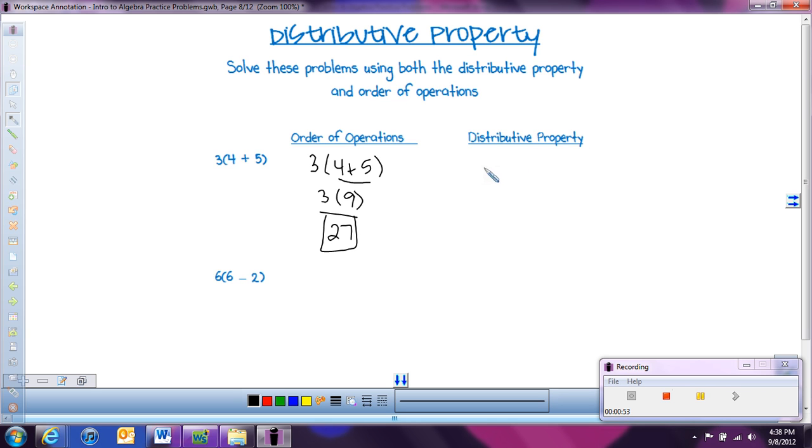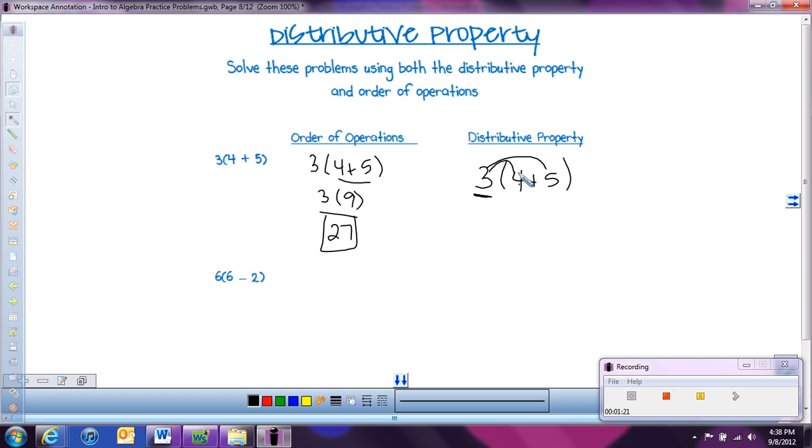Now, we're going to solve this problem using the distributive property, and we should end up with the same answer. To do the distributive property, you are going to distribute the number that's on the outside of the parentheses to both numbers that are inside of the parentheses. What is really important is that you make sure you're distributing the outside number to both numbers inside, not just the first one.